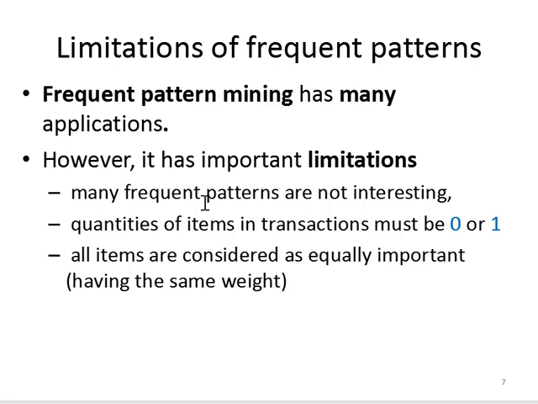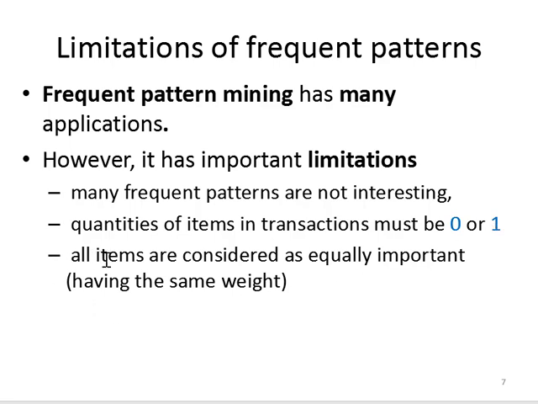And also, in frequent pattern mining, we don't consider the quantities of items. That means if you buy 5 breads, or 10 breads, or 20 breads, it's the same thing. So in frequent pattern mining, the quantities are 0 or 1. You buy or you don't buy, but we don't know how many units you buy of each item.